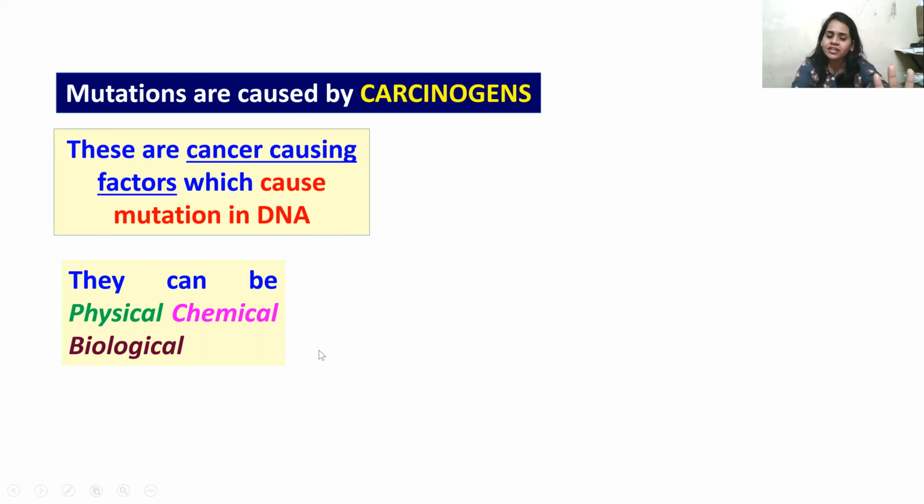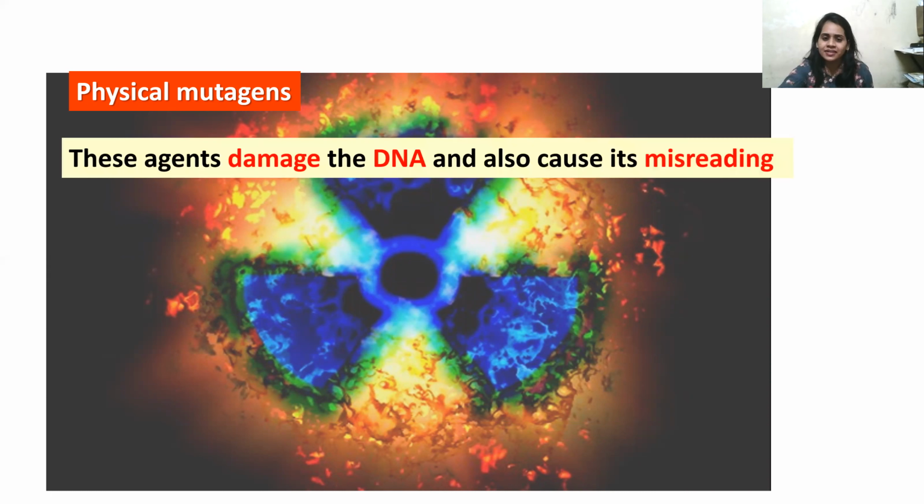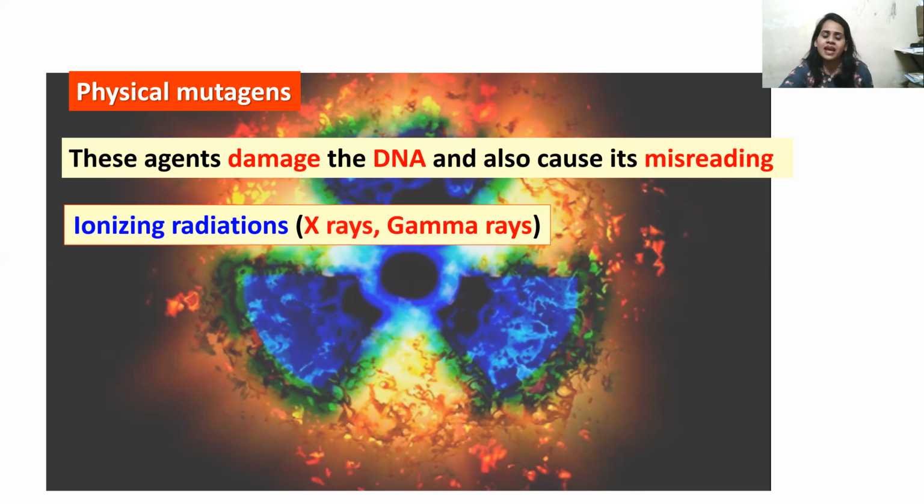And these factors could be anything, like it could be physical, it could be chemical, it could be biological as well. So carcinogens are those because of which there is a mutation in your DNA and the normal cell undergoes a change and becomes a cancerous cell. So physical mutations में क्या आते हैं? Let us see. Which are the physical mutations which can damage your DNA?